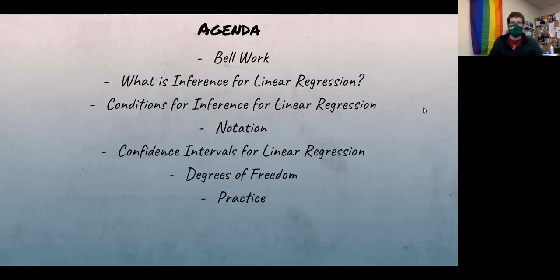Today we are starting with the actual inference for linear regression. We're going to talk about some things and stuff. Let's see how it goes.